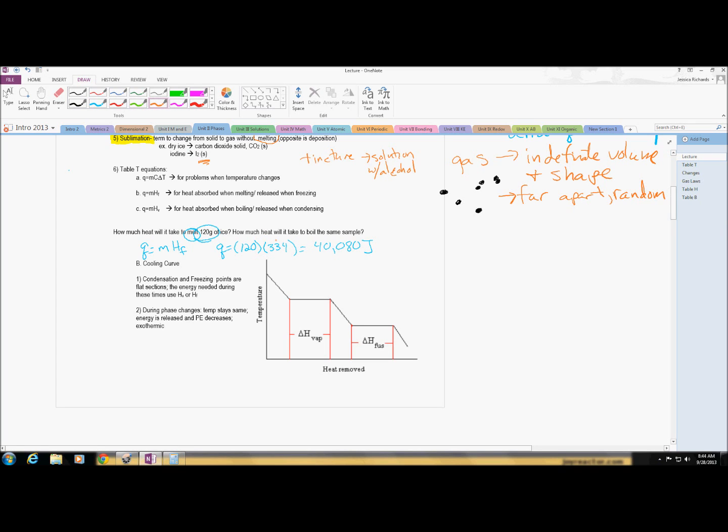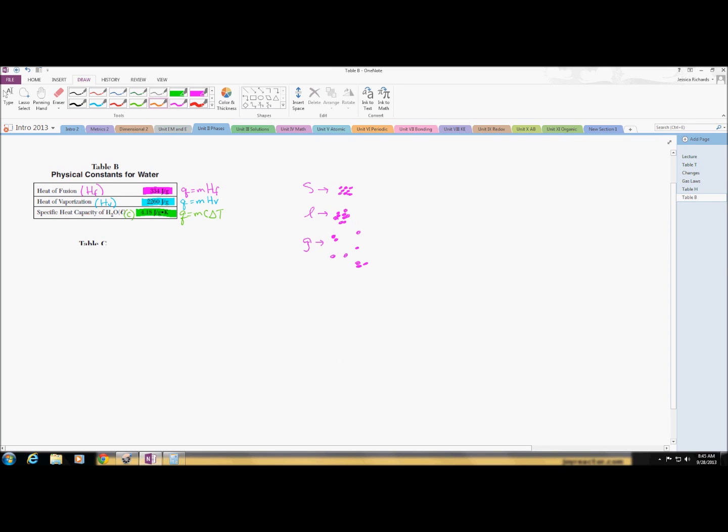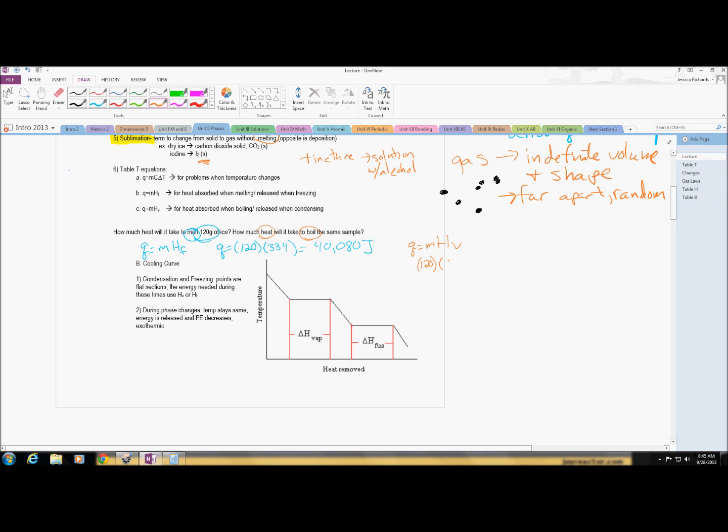Next question says, how much heat will it take to boil the same sample? So heat is again Q, and boiling it means we're going to use Q equals mH sub V. Our mass is still 120, and our H sub V this time is 2,260. And again, the units here are joules because the grams cancel.